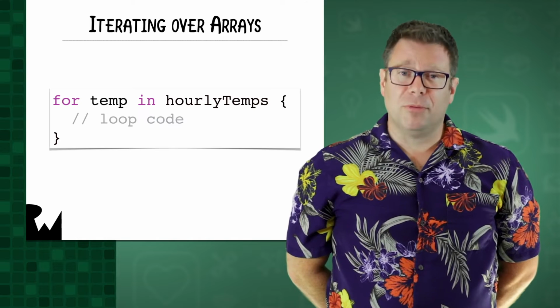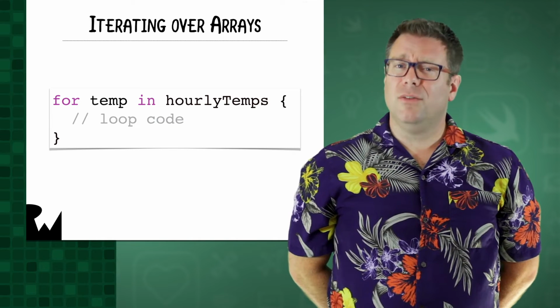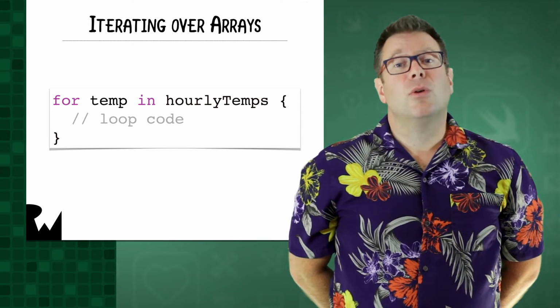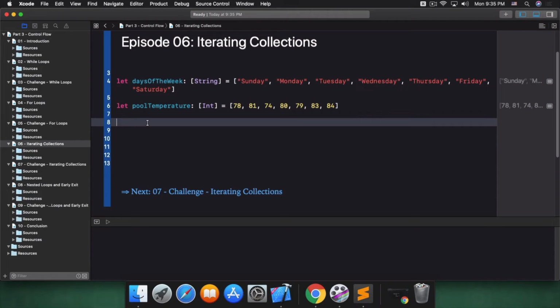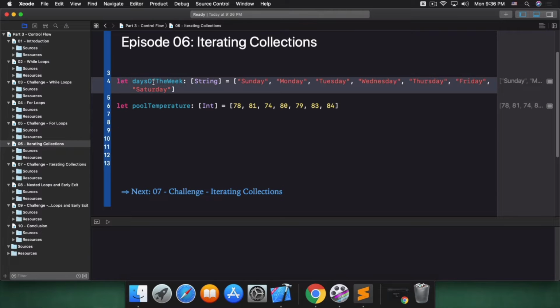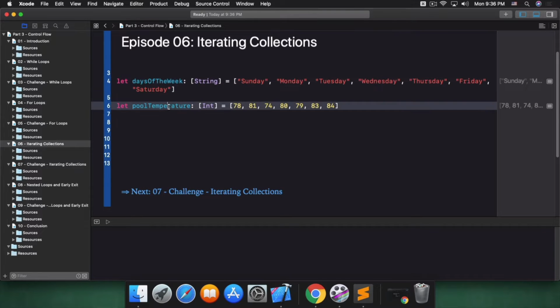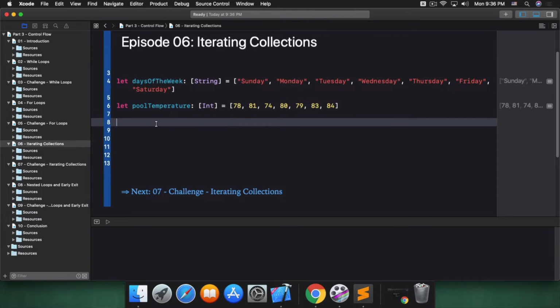So, open up a Playground page for this video, where I've given you some arrays of data. Now, you're going to write a few loops to process this data and do some interesting things with it. At the top of the Playground page, I've provided two arrays. One is for the days of the week, and the other is a measurement of the temperature of the pool on each of those days. Now, one of the simplest things you can do with these two arrays is to print out the pool temperature for each day in a nice format.